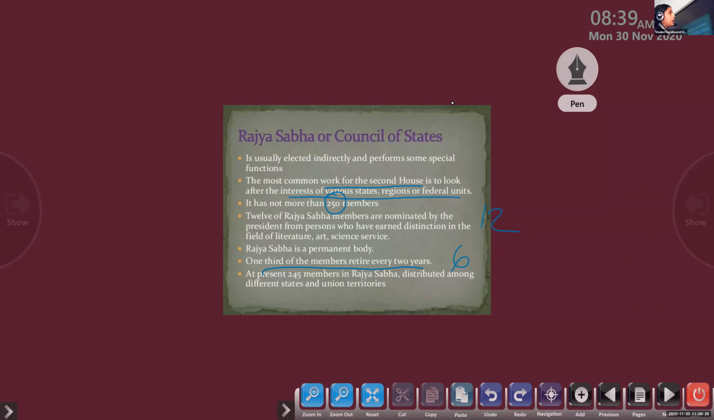We cannot dissolve that body, but Lok Sabha can be dissolved. If a no-confidence motion exists, Lok Sabha can be dissolved, but Rajya Sabha can't be. At present, only 245 members are there in Rajya Sabha, though the maximum strength is 250. Out of these 245 members, 12 are nominated by the president, and it's a permanent body, with one third of its members retiring every 2 years.